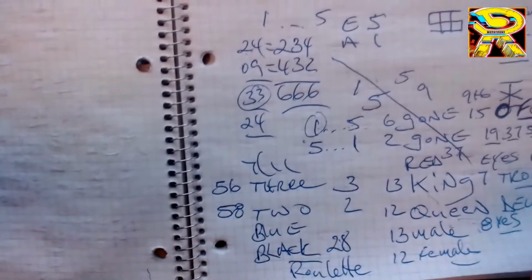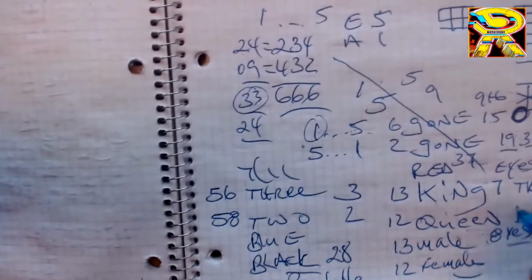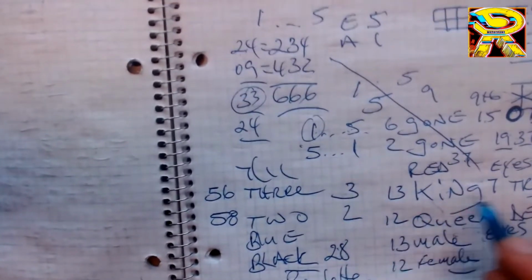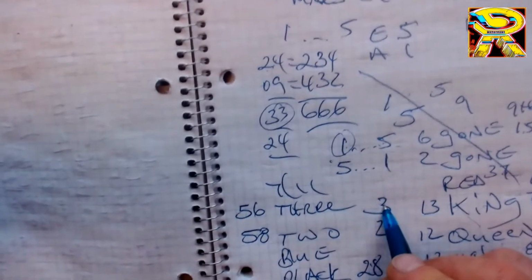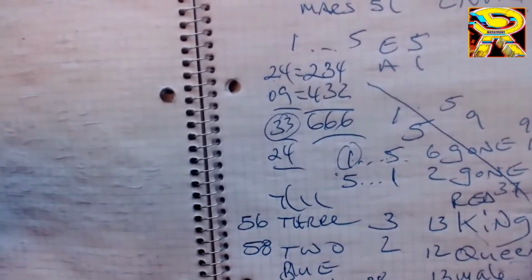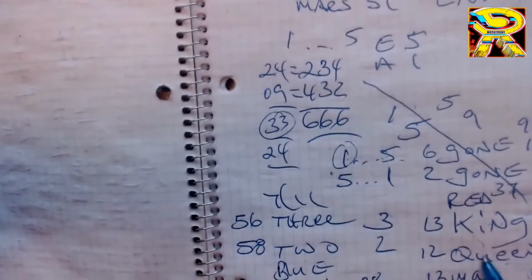How did I get male and female? Well, because the 37 is the king with 7 eyes. So the revert to get to that one world is the 3. It's going to be 37 red. This will be 28 black. The queen is black. The king is red.